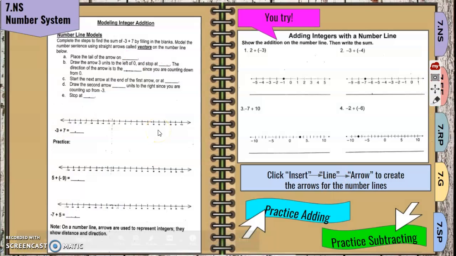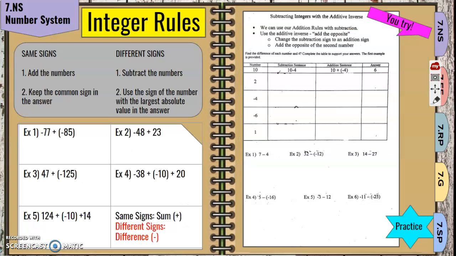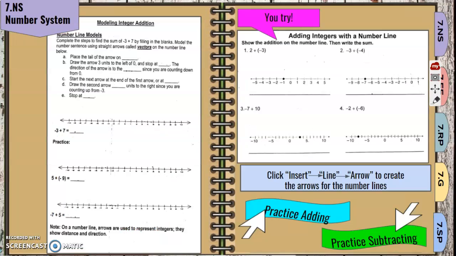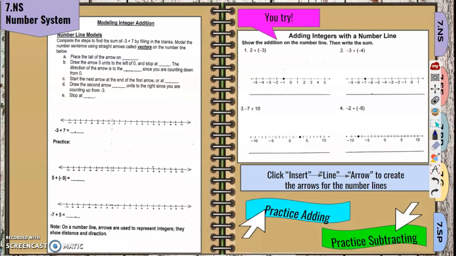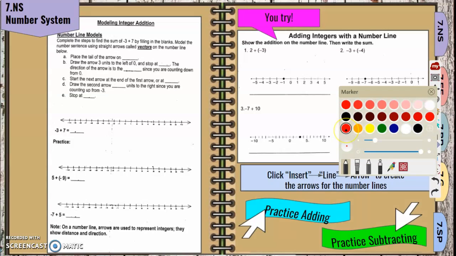All right, on the right side, we're going to show addition on the number line, then write the sum. So you see for these, they're giving you the answer. There's a dot or a graphed point on each number line. So what we are going to do is show how do we get that answer by drawing the number lines to indicate each number.